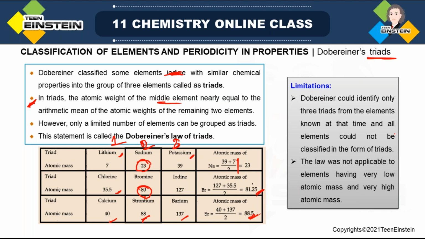So this has some limitations. He could identify only three triads, that you can see here, 1, 2, 3, from the elements known at that time, because it is ancient time. Whatever elements were available at that time, with time more elements were discovered. So all the elements known at that time could not be classified in the form of triads. So this is the limitation. And this law is also not applicable when elements have very low atomic mass or very high atomic mass. So these two are the limitations of Dobereiner's triads.